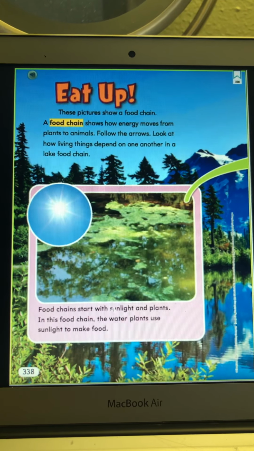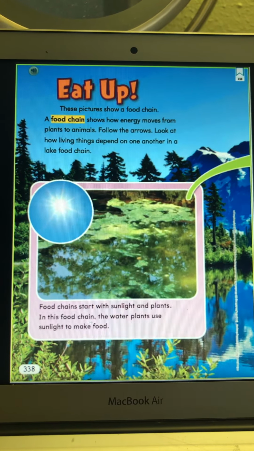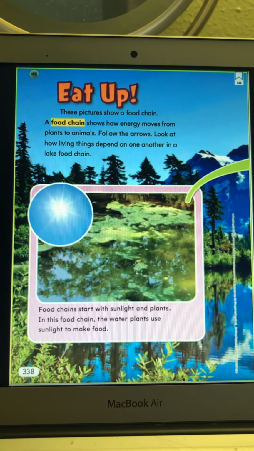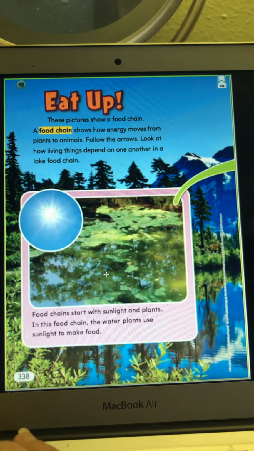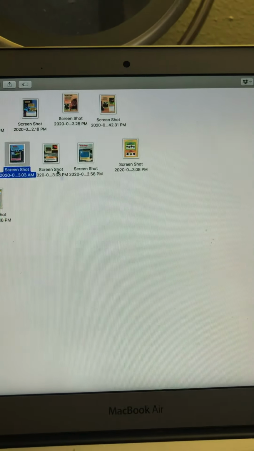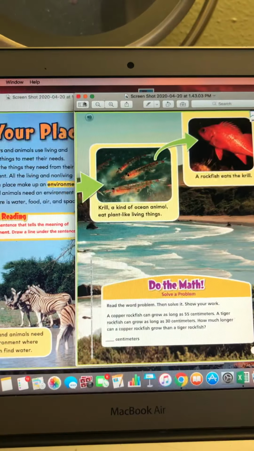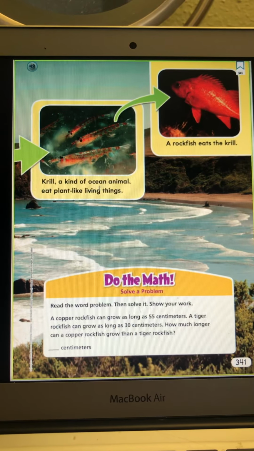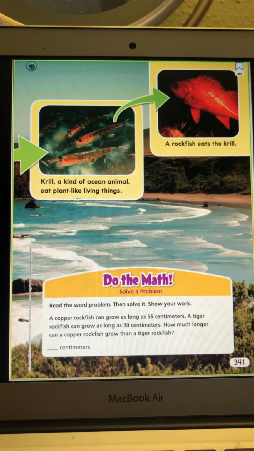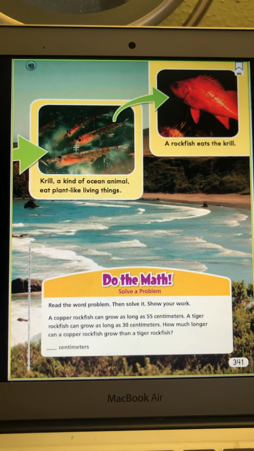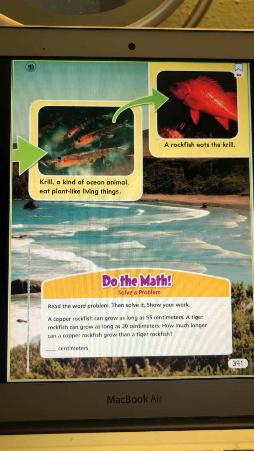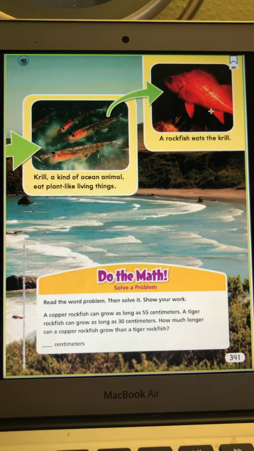Food chains start with sunlight and plants. In this food chain, the water plants use sunlight to make food. So here we have a different type of plants in a different environment, which is a lake. Krill, a kind of ocean animal, eats plants and living things. So that plant is eaten by this kind of little ocean animal, and then a rockfish eats the krill.